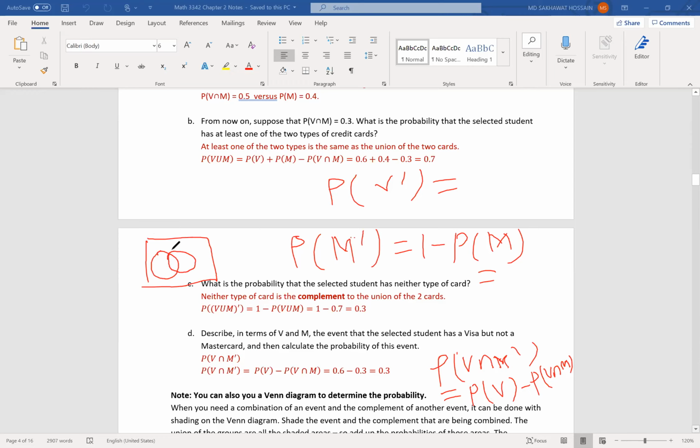Okay, so this is event V, this is M, and the rectangle is the sample space. So probability of V means the area of this part. So this area is V. And this region is M.